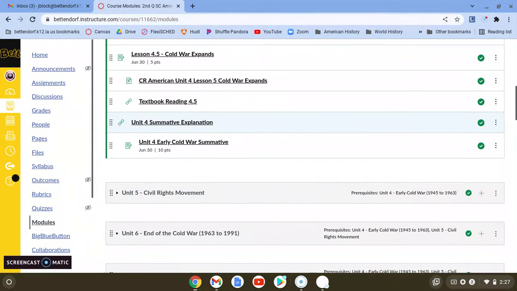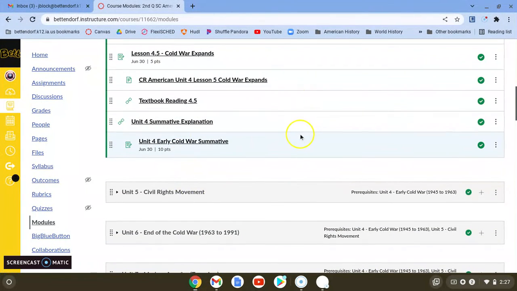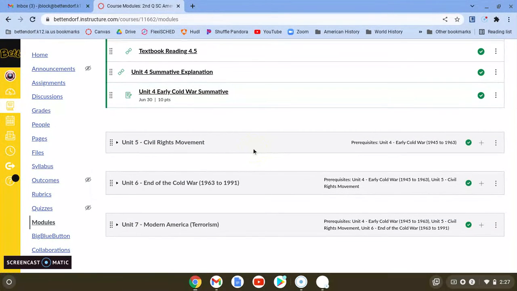As you're going through, you must complete all of unit 4 before you go to unit 5. You must complete all of unit 4 and 5, you go to 6, and then so on and so forth. If you have any questions, make sure you're asking the teacher that's monitoring you, or you can email me, Mr. Block, and I'll be more than happy to address any questions you got. Good luck.